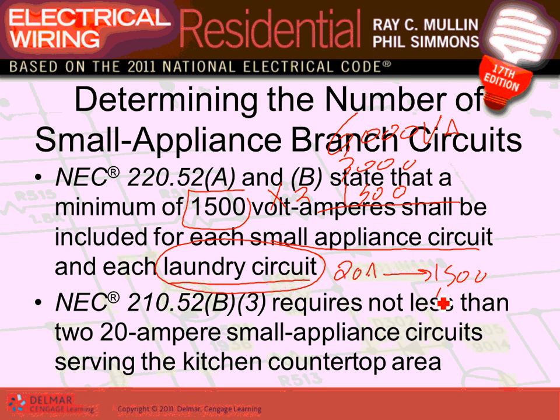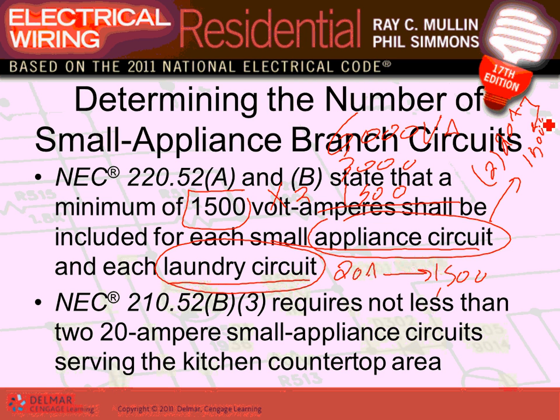Your laundry is going to have a 20 amp dedicated circuit, 1,500 volt-amp load. And for the kitchen, the laundry, including minimum small appliances, the small appliances are for my kitchen. This is also going to have 2 circuits, 20 amp each, and each one of them is allocated 1,500 volt-amps. Any comments, guys? Any questions?